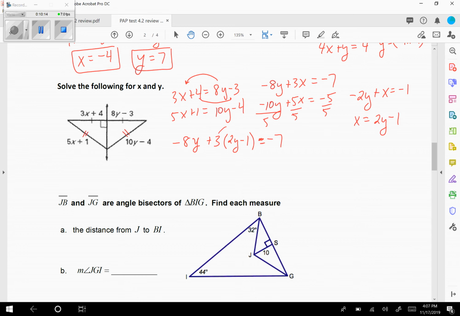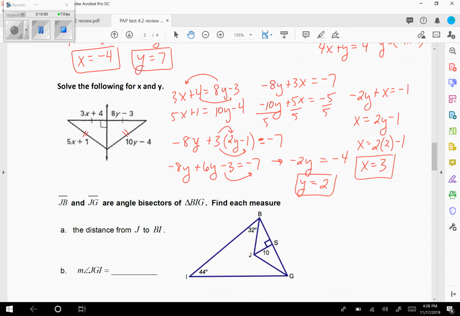All right, and then distribute. You have to remember to distribute to both. So negative 8y plus 6y minus 3 equals negative 7. When we combine like terms, we get negative 2y, and then move this negative 3 over there, is equal to negative 4. So y is equal to 2. And then now I'll plug this y over here into my x equation. So x is equal to 2 times 2 minus 1. So x is equal to 3.